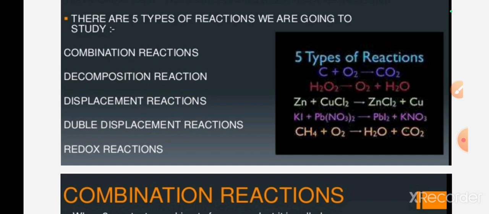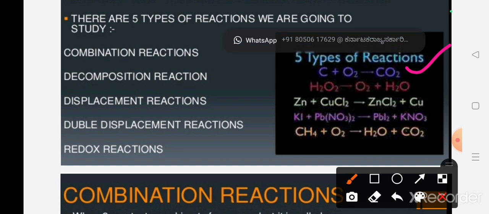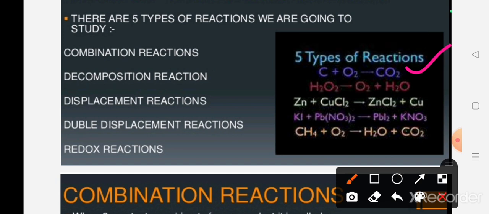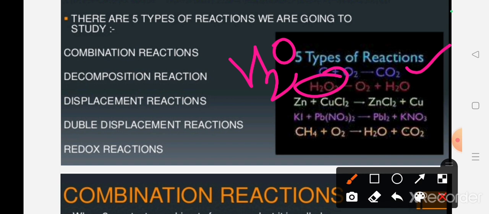Then, five types of reaction. Chemical combination: they give an example here. In a simple way, two or more elements combine to give one product. It is called a chemical combination. And here they wrote the wrong formula. The formula is H2O, not H2O2. H2O2 is hydrogen peroxide.